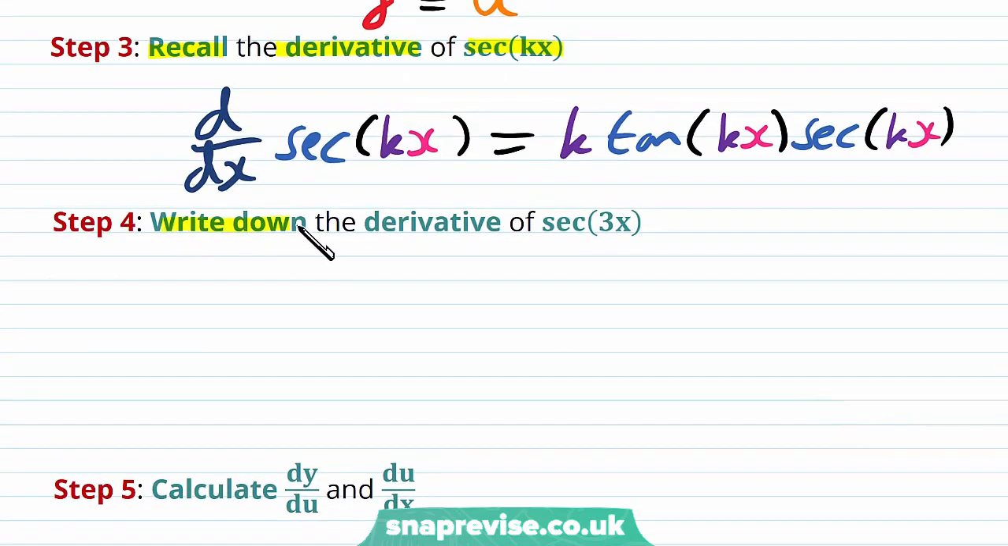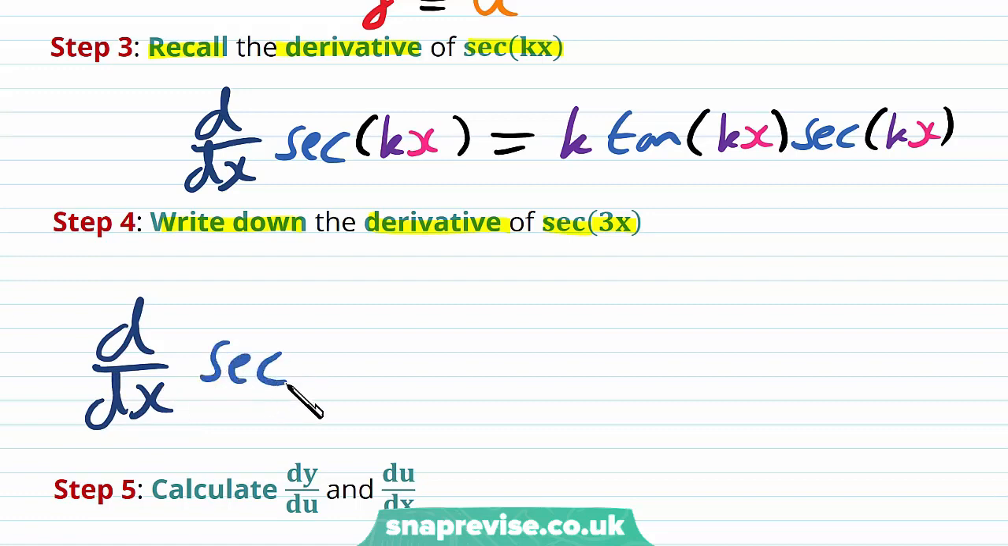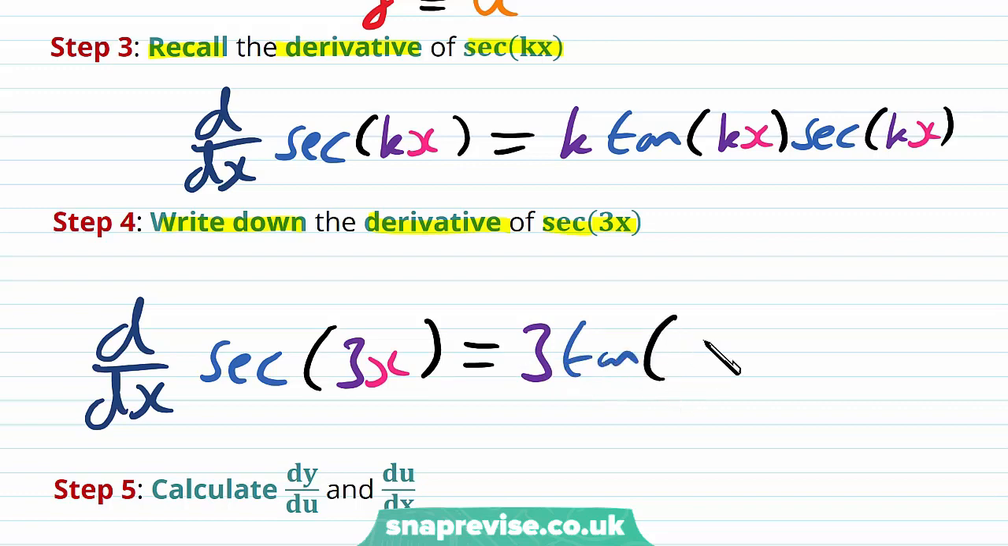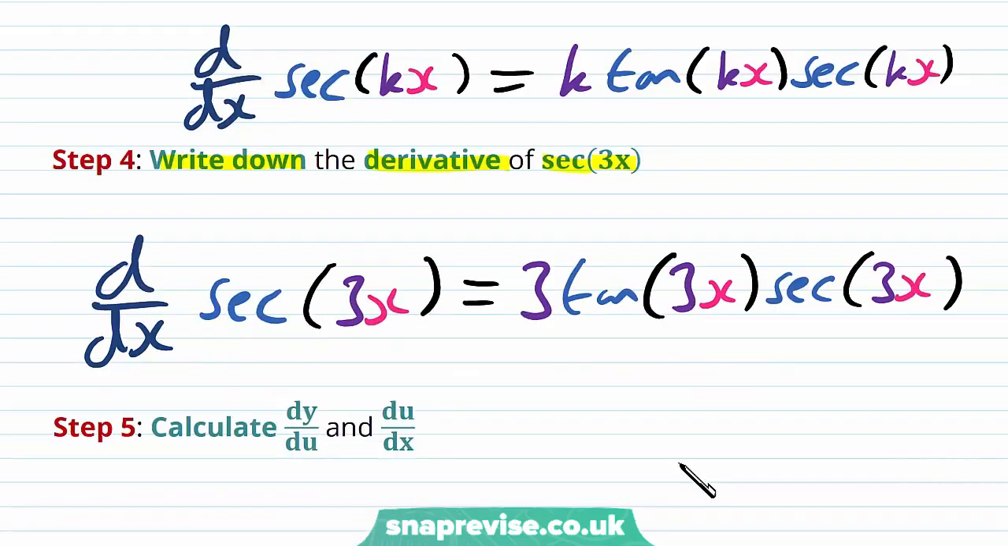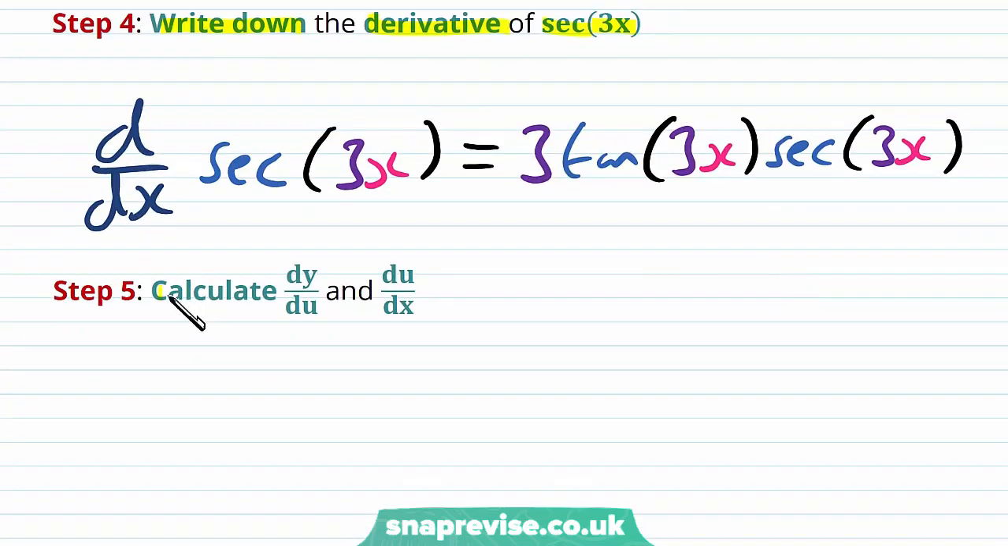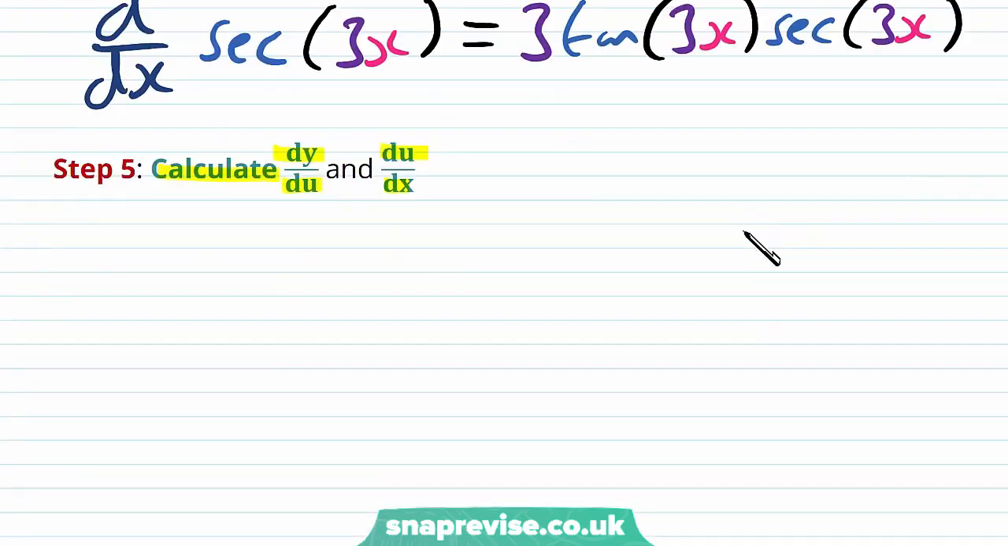Our fourth step is to write down the derivative of sec of 3x. So therefore, by substituting in k equals 3, we have sec of 3x being differentiated, and we just put in k equals 3 everywhere, so we get 3 multiplied by the tan of 3x multiplied by the sec of 3x. This is effectively our second application of the chain rule. In order to get this 3x as our argument for the sec and then to differentiate it, we've had to use the chain rule. Our fifth step is to calculate dy by du and du by dx.